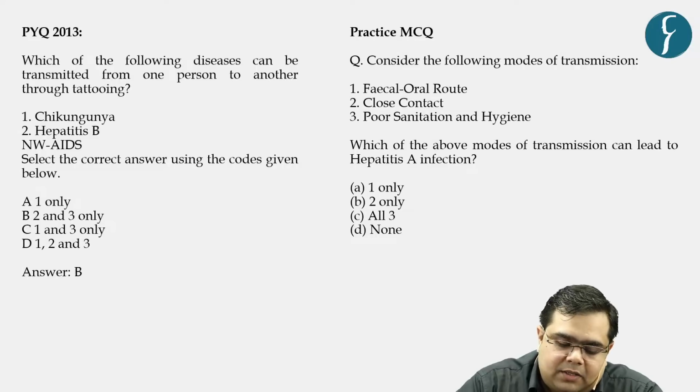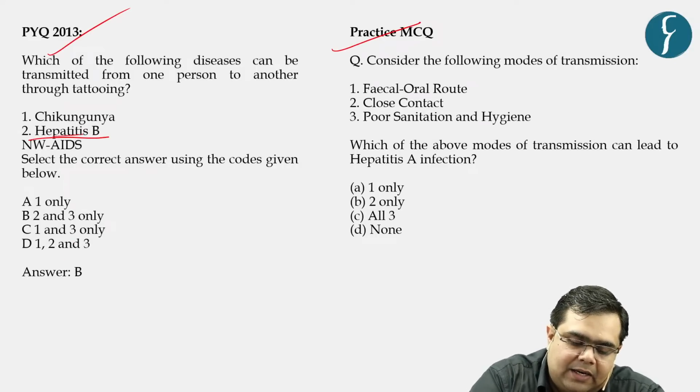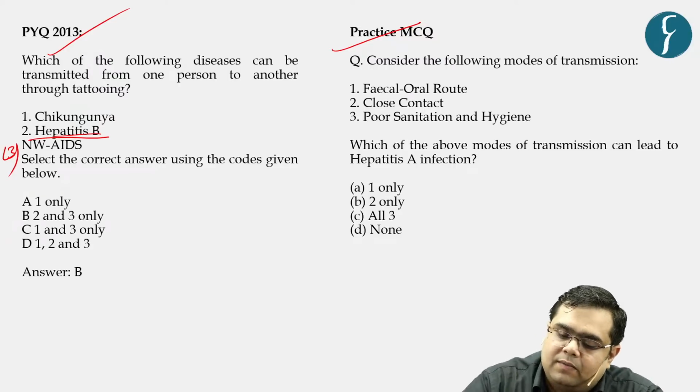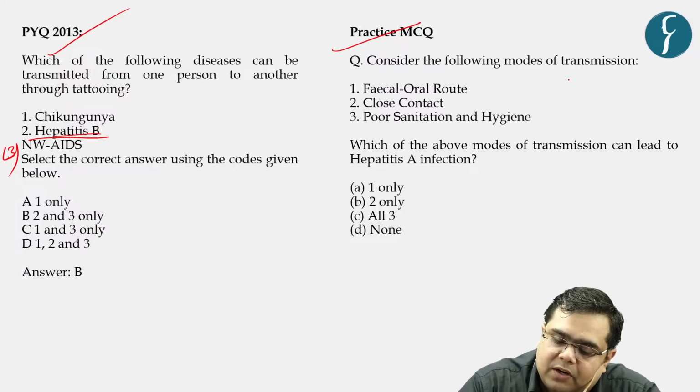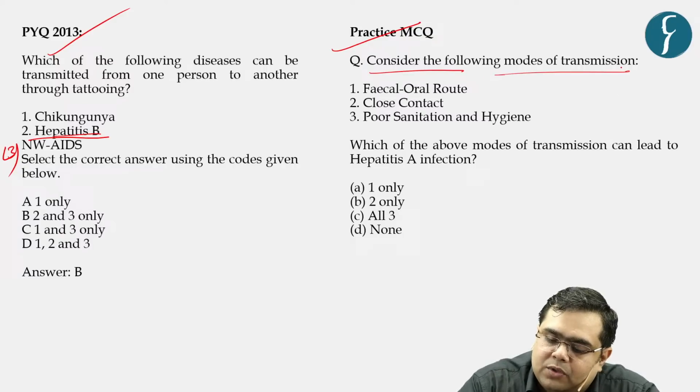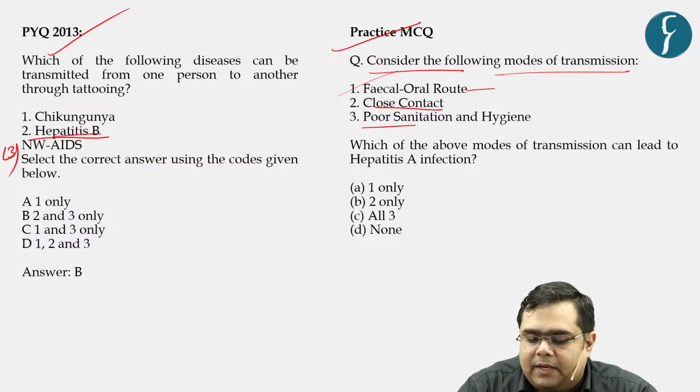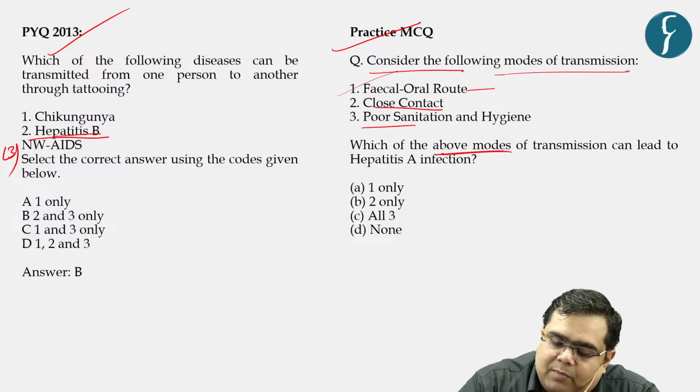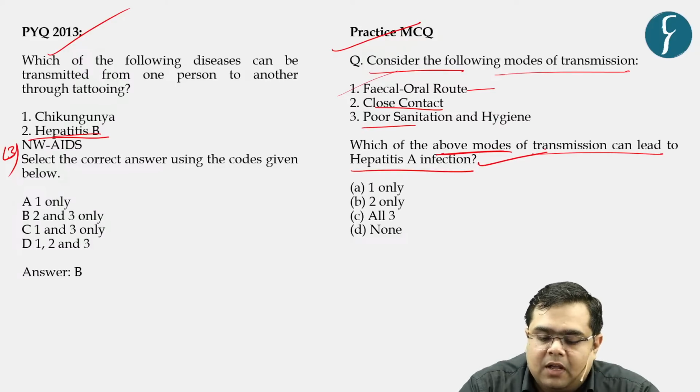Moving on, let us solve the practice question. In the past, there has been a direct question on hepatitis B. Let us solve the question that is in front of us. Consider the following modes of transmission. First, fecal-oral route. Second is close contact, and third being poor sanitation and hygiene. Which of the above modes of transmission can lead to hepatitis A infection? So what do you think?